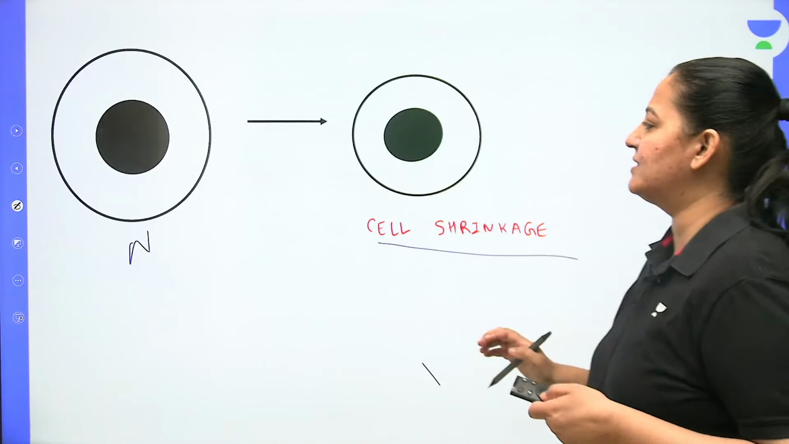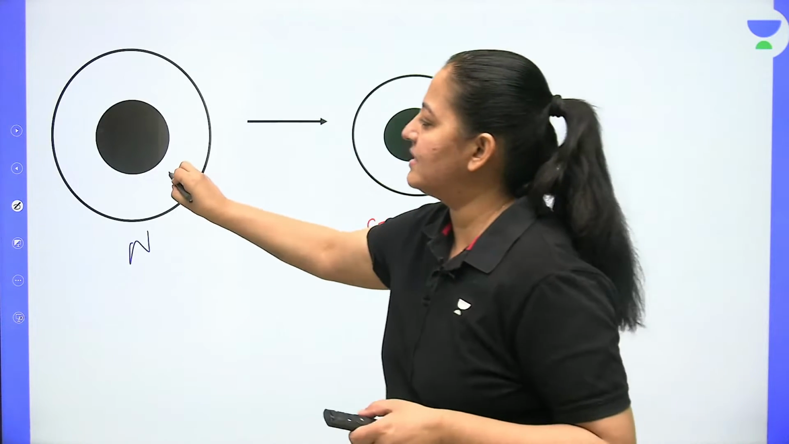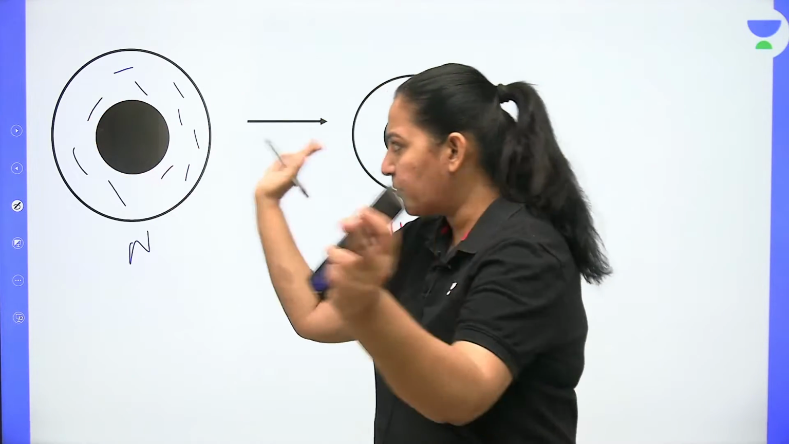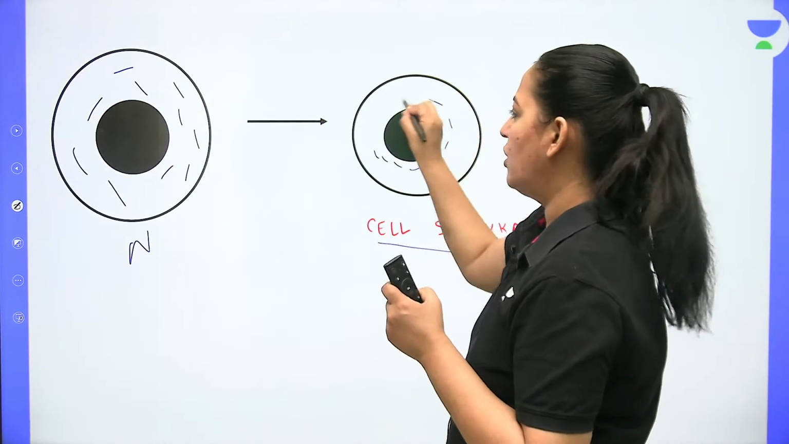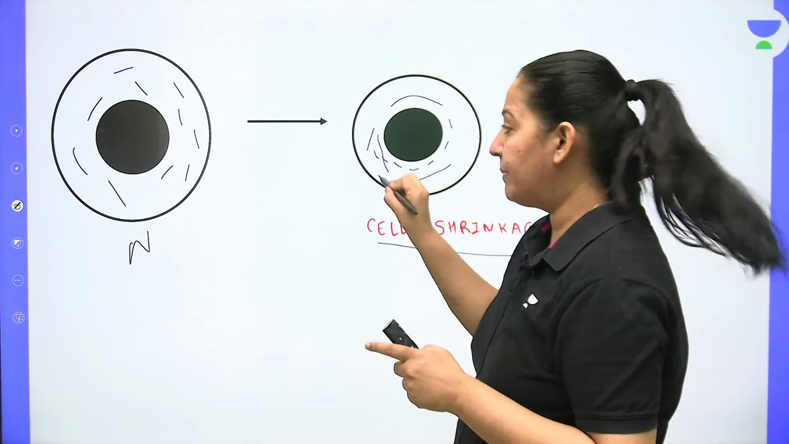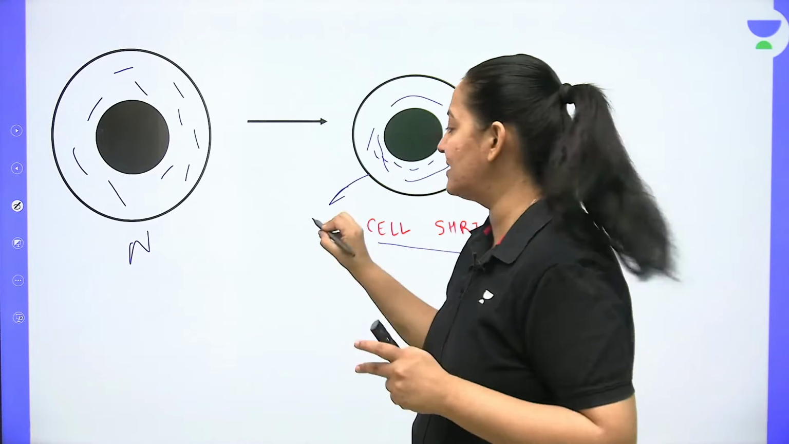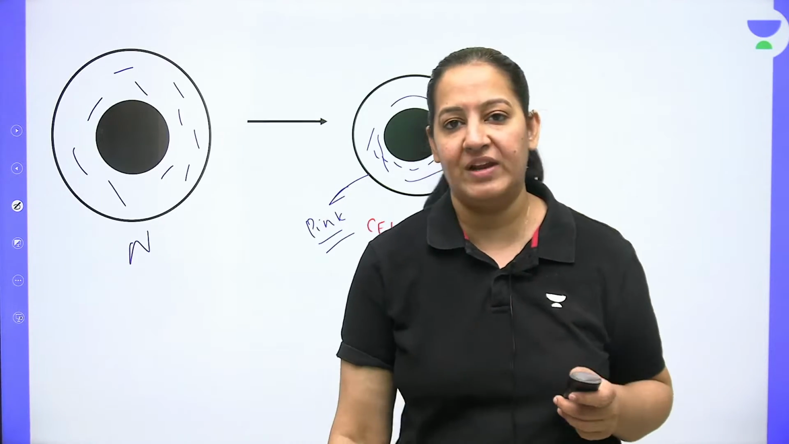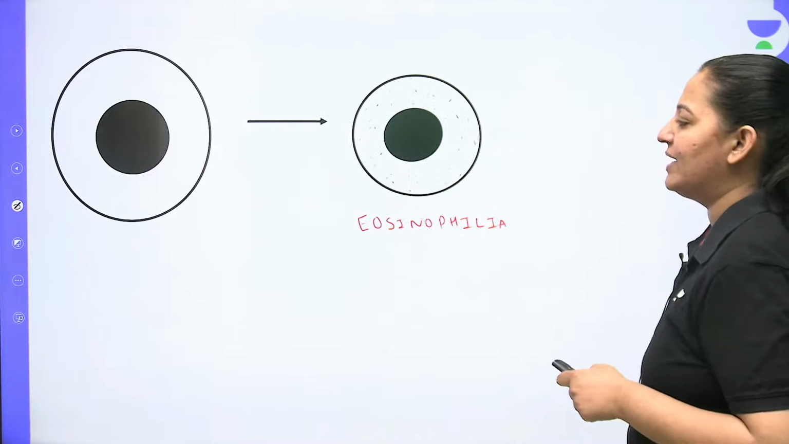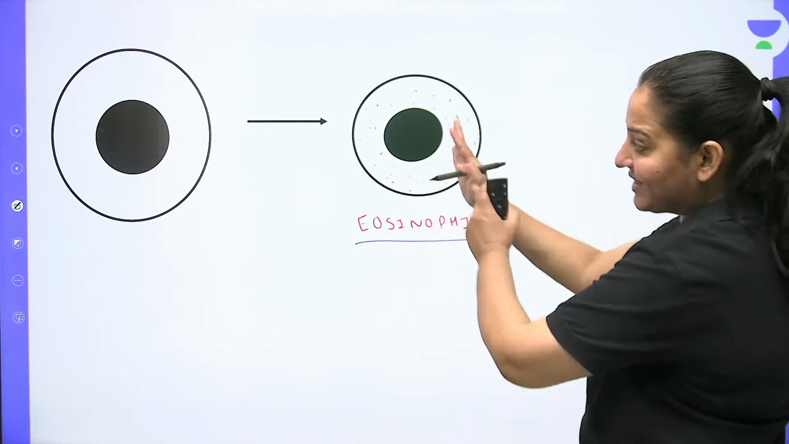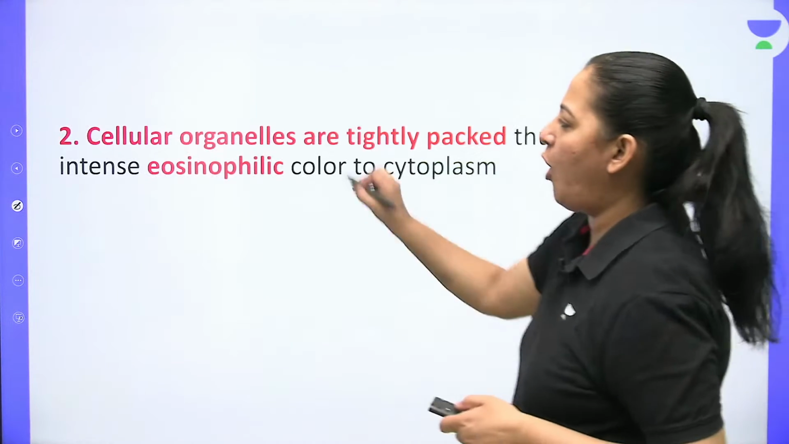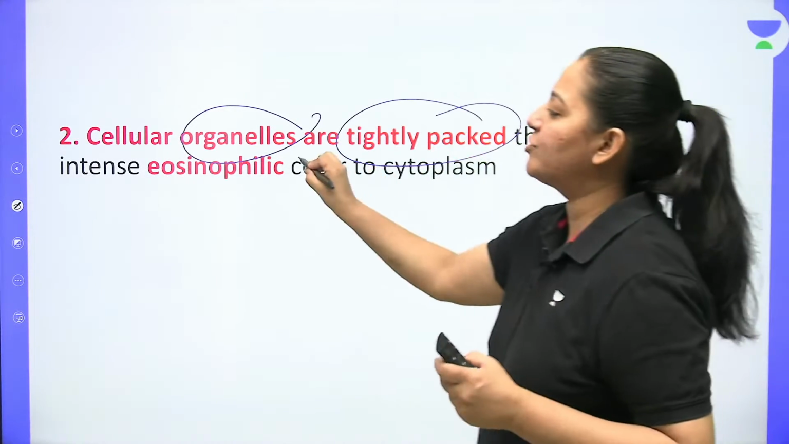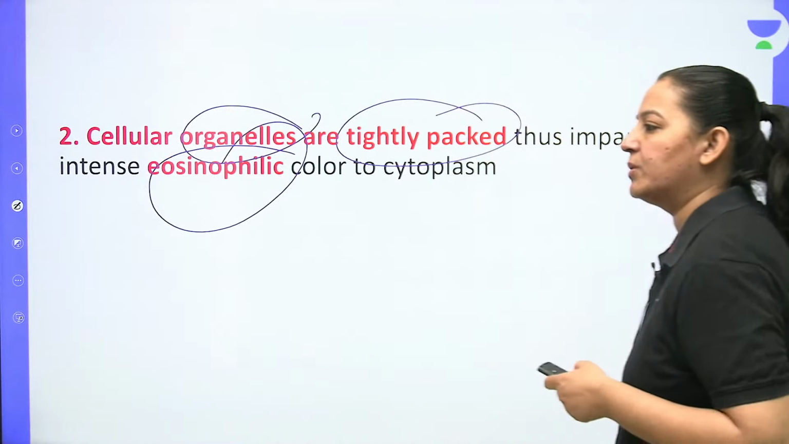Now, because the cell shrinkage is there, all the organelles present here, ribosomes, mitochondria, endoplasmic reticulum, all come closer. They become compact. Because the organelles become compact, the cytoplasm becomes more pink in color, and pink in pathology is known as eosinophilia. So the second change is increased eosinophilia because of compactness of the organelles. All the organelles are tightly packed because the cell shrinkage is there, so the cytoplasm becomes pink in color, which is known as eosinophilia.